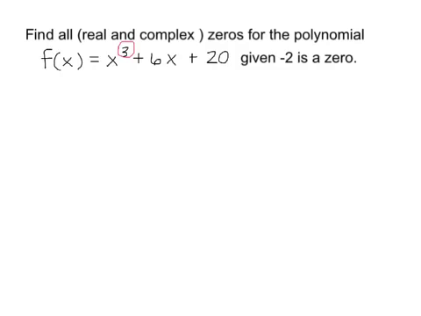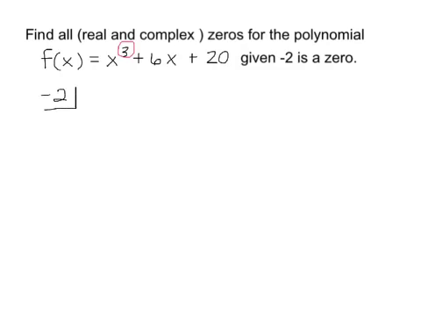And they're giving us one of them, negative 2. So we begin by dividing the polynomial by negative 2 in order to find the remaining polynomial that we could either then factor or solve using other techniques. So we'll start, since negative 2 is a 0, we can use synthetic division. So we'll put negative 2 in the box.